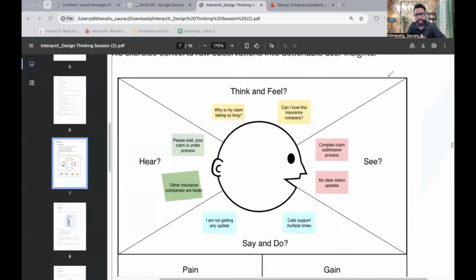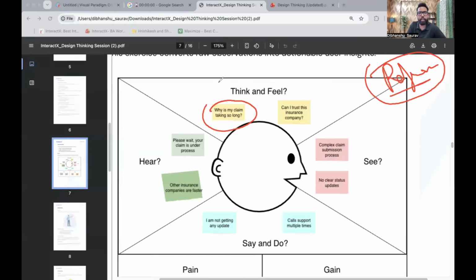So the customer, how was their experience? What they think: why is my claim taking so long? Let's say they are trying to claim their reimbursement, and when you interview them about that experience, they talk about real-time problems. You might be thinking, Dibanshu, you are talking about a referral, but how come we are discussing the reimbursement process?